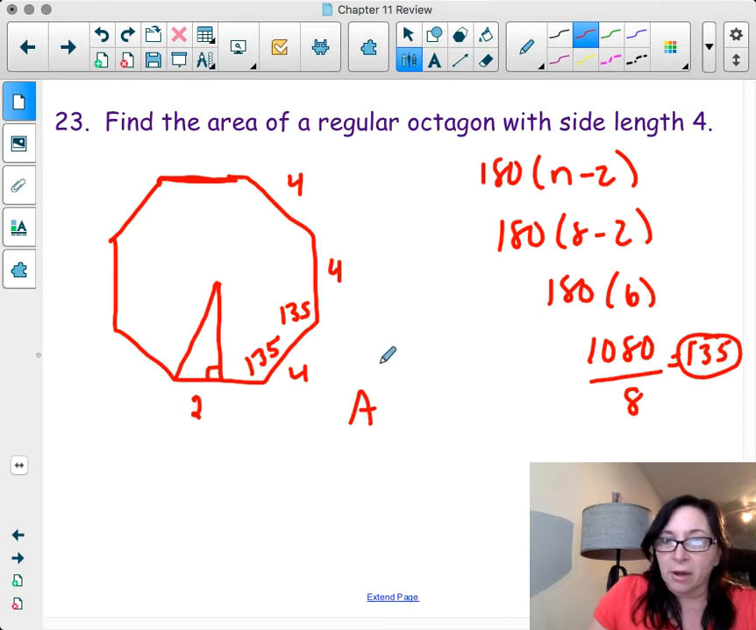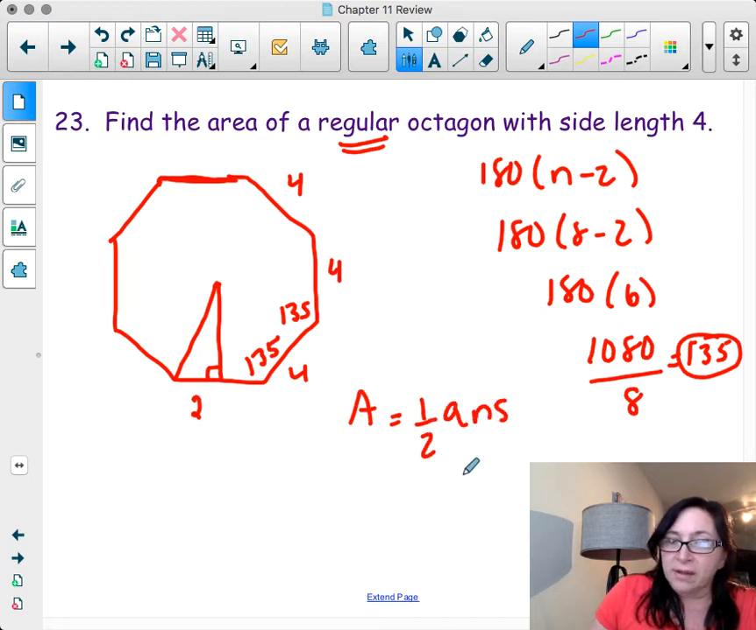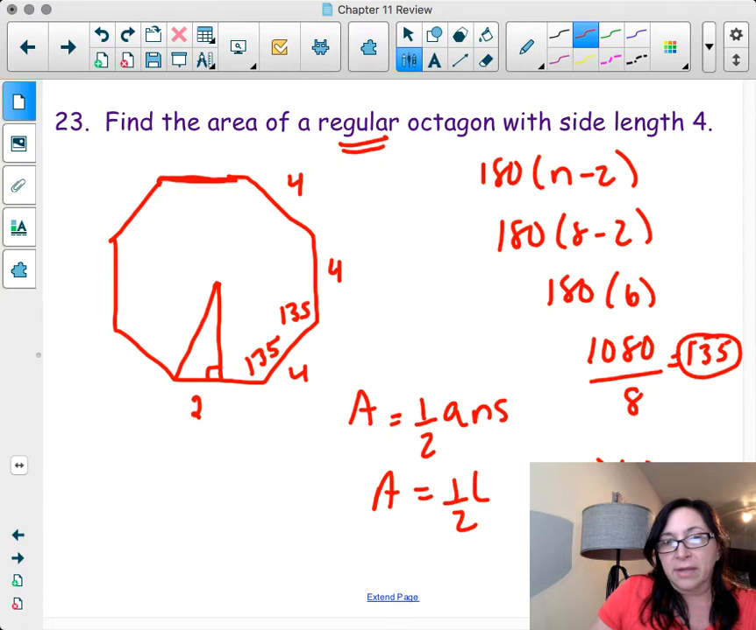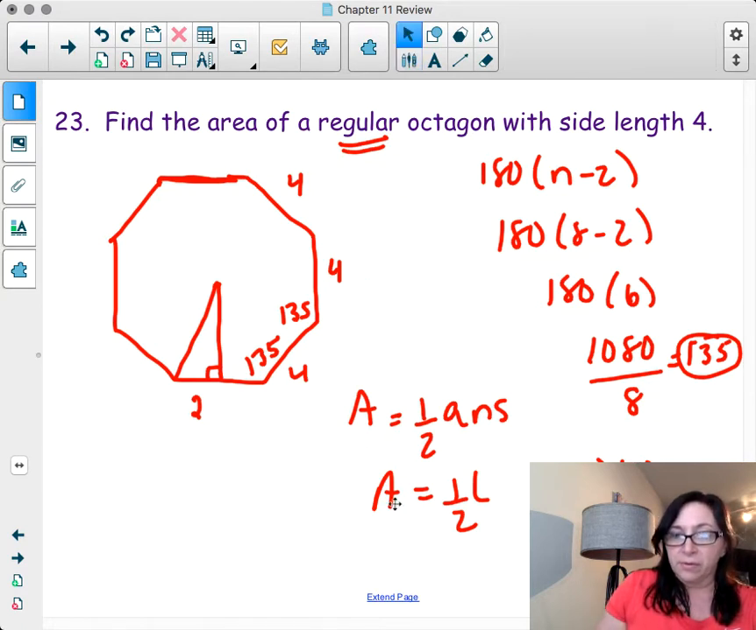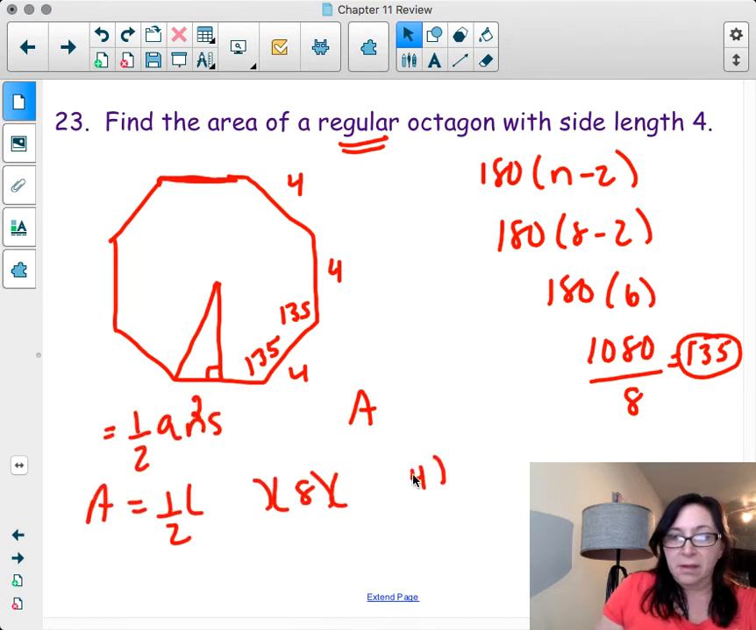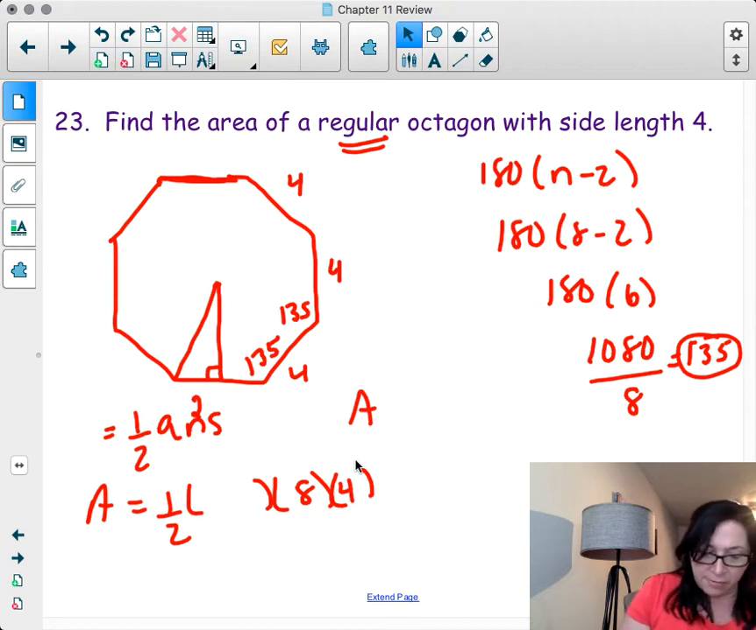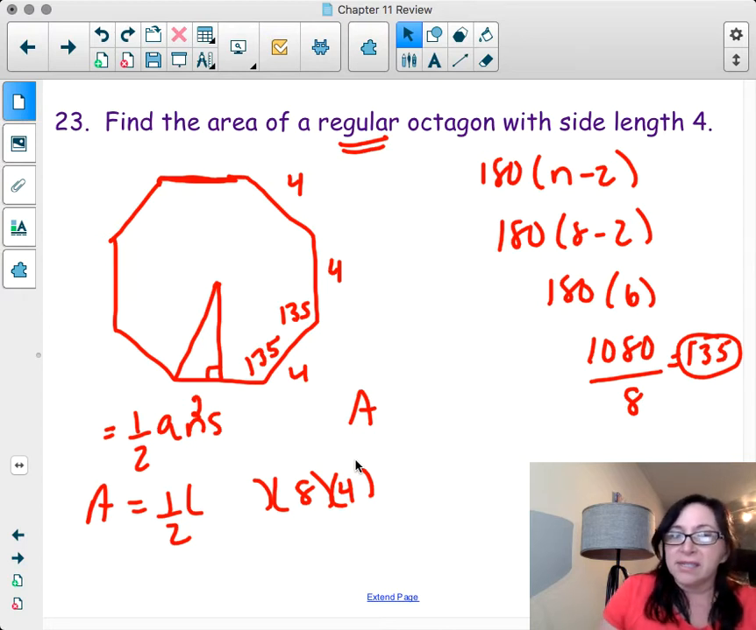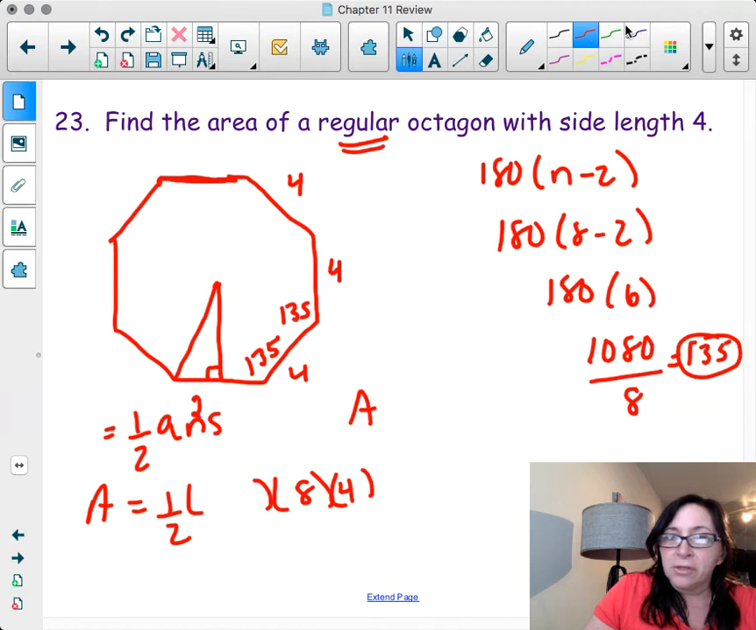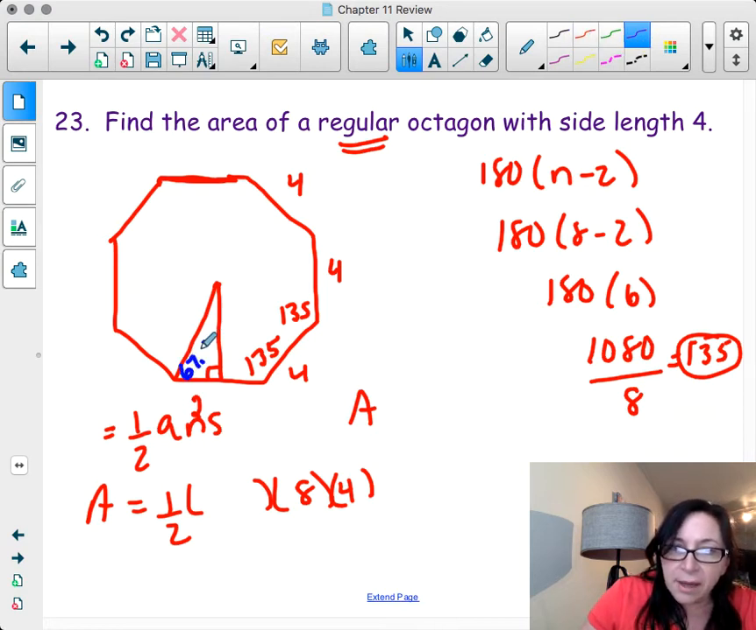The area of any regular polygon is 1/2 times the apothem times the number of sides times the length of one side. The length of one side is 4. If you have your calculator available, take 135 and divide it in half, and you end up getting 67 and a half. So this little angle in here is 67 and a half. What we need is the apothem, which is this length right here.